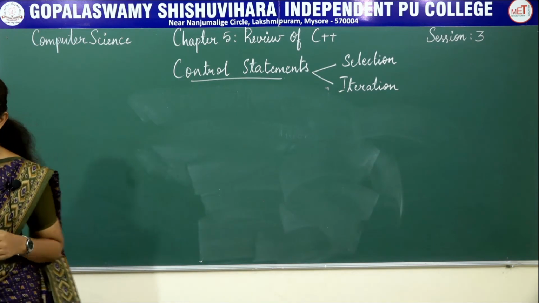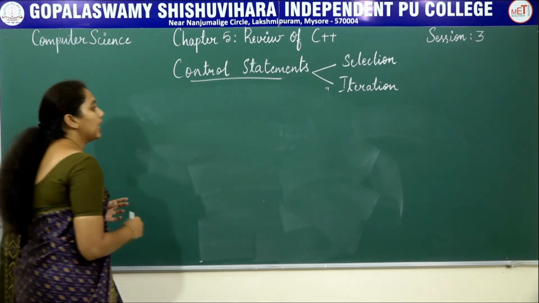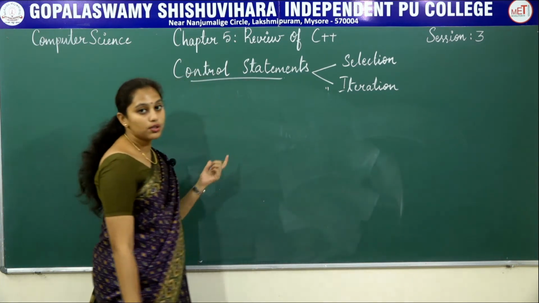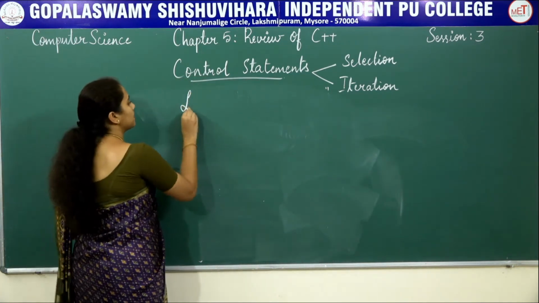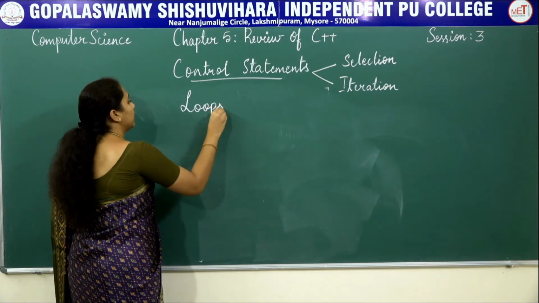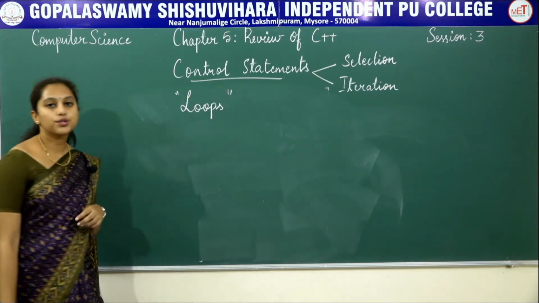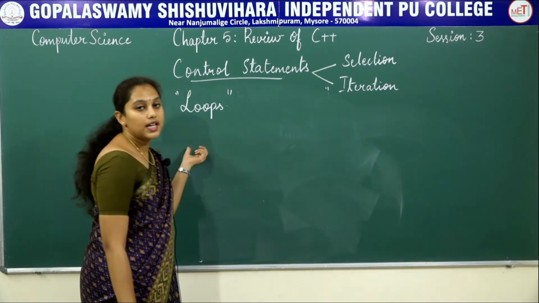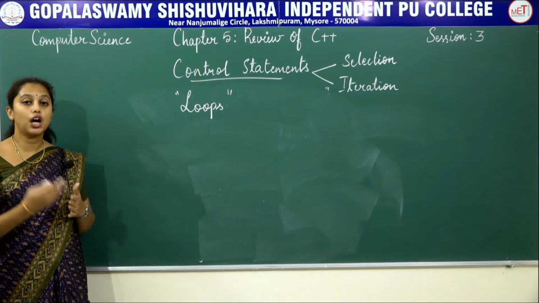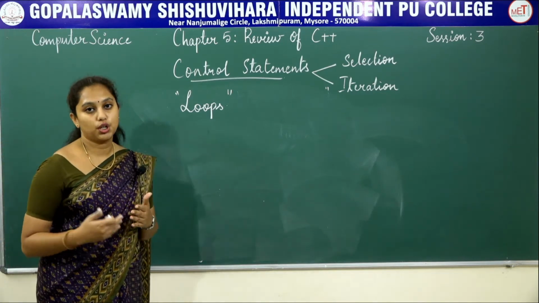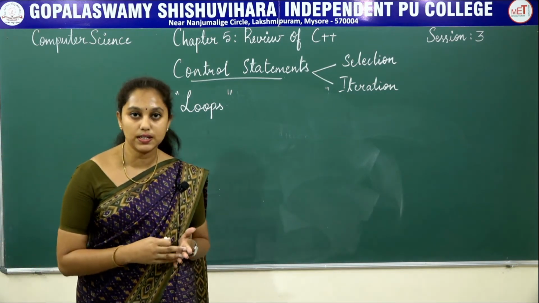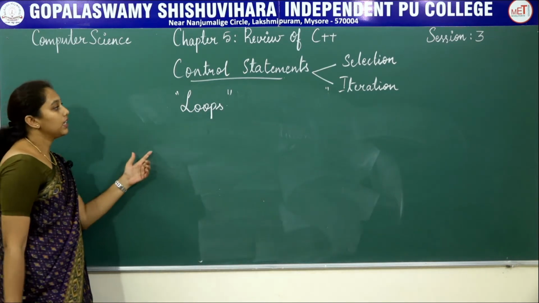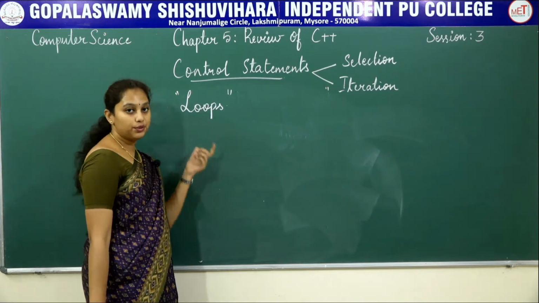Next is iteration statements. Iterations are also called as loops. So what are loops? Loops is a statement which allows repeated execution of a set of instructions until the condition gets satisfied. In loops there are 3 types.